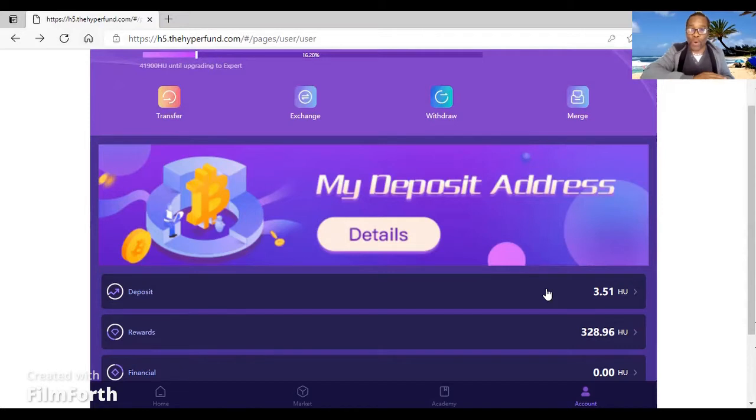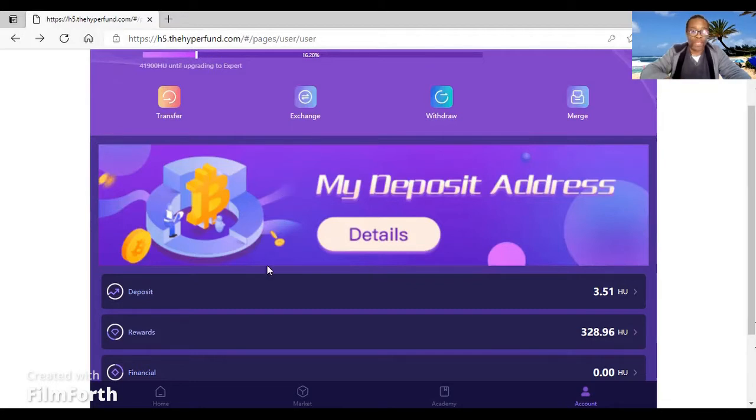Before you take your MOF to the exchange, make sure that that exchange supports MOF. That is, they have MOF as one of the tokens that you can trade on. Just remember that, very, very important. And remember that the cryptos are sold in pairs, so you sell your MOF in order to get your Bitcoin or your USDT, as the case may be. All right.